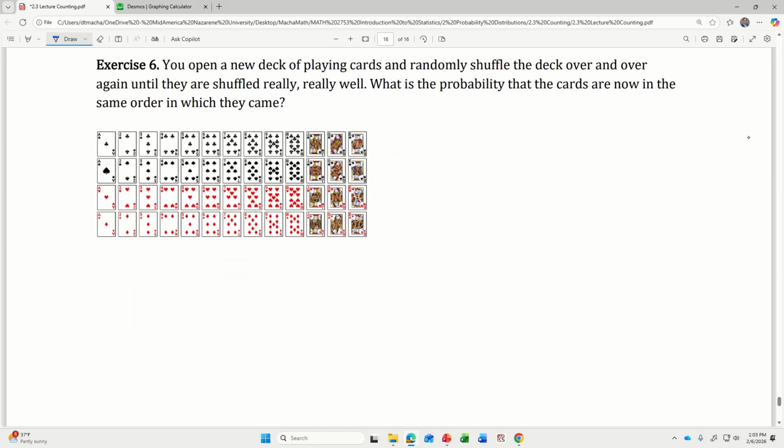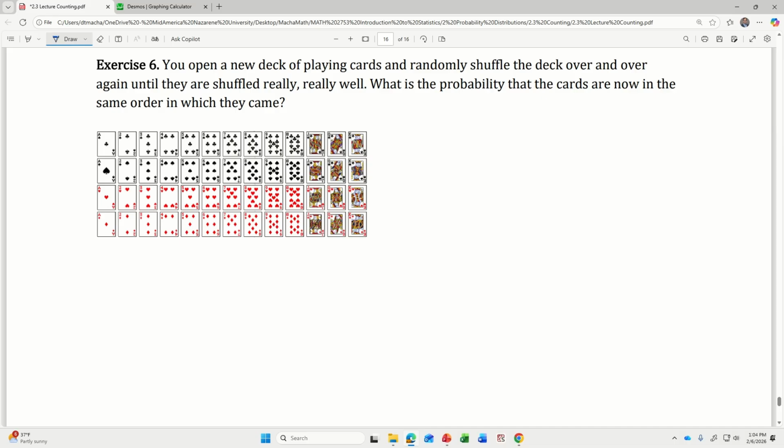Okay, last question for today. You open a new deck of playing cards and randomly shuffle the deck over and over again until they're shuffled really, really well. What is the probability that the cards are now in the same order in which they came? So you get out a deck of 52 playing cards, and you shuffle and you shuffle, and you spend hours shuffling and changing the order of these cards, and then you stop. And you've shuffled them so much, no one can keep track of where the cards went, right? What's the probability that now they're sitting in exactly that order?